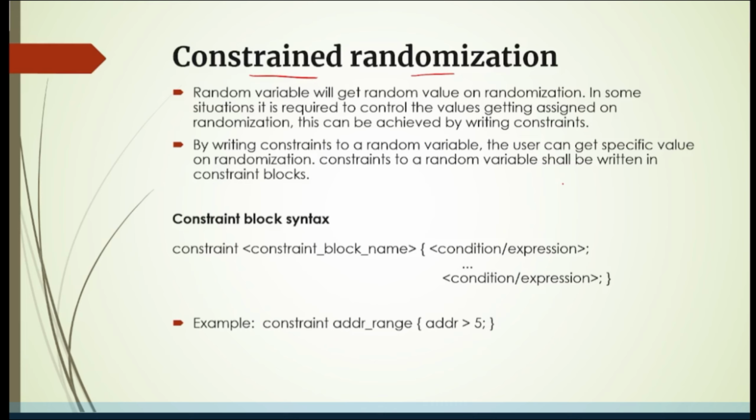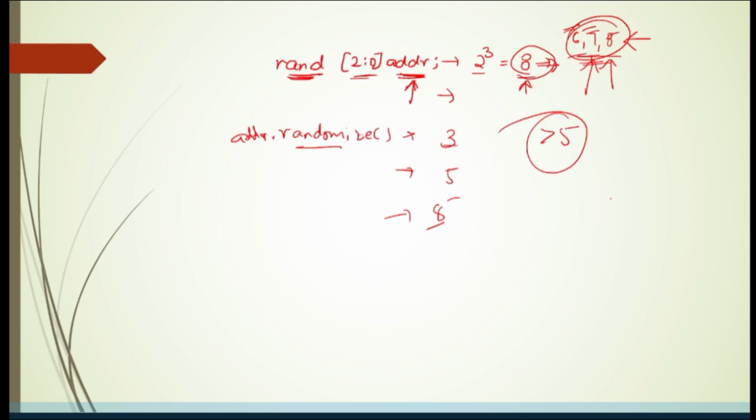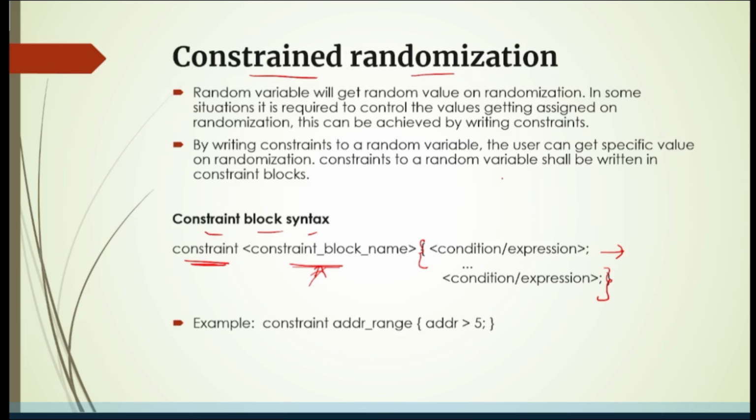In order to write this constraint, we need to follow the syntax. So coming to the constraint block syntax, what does it consist of? The constraint keyword, and then an individual name for the constraint, any name. Within the curly braces you will write your limitation. For example, if you take this particular example here itself, this is my constraint keyword, and then my constraint name.